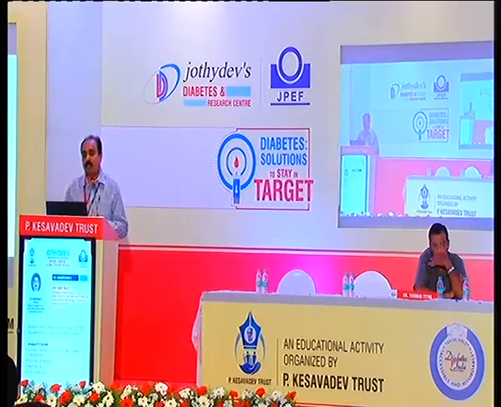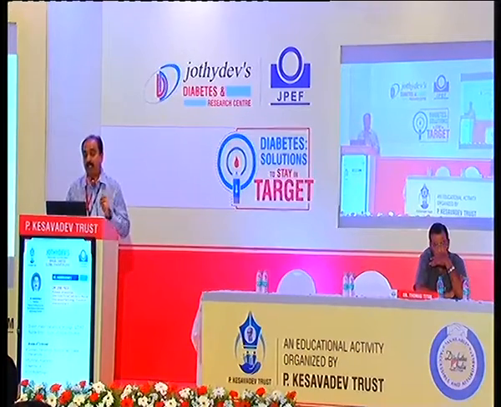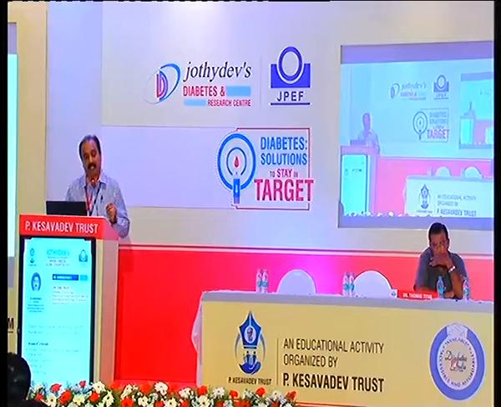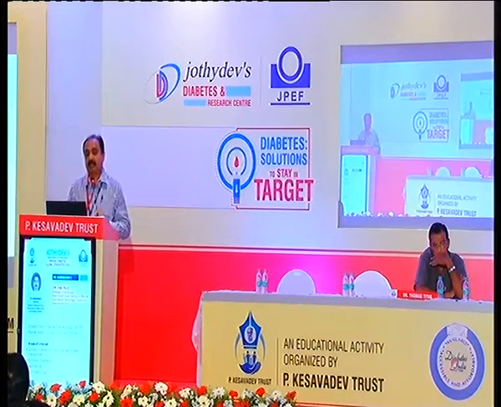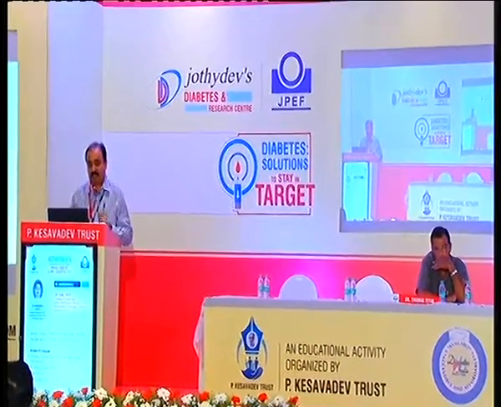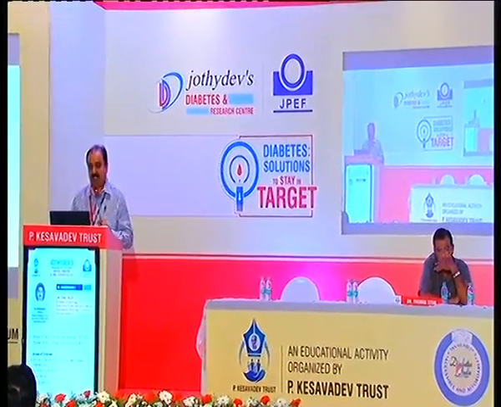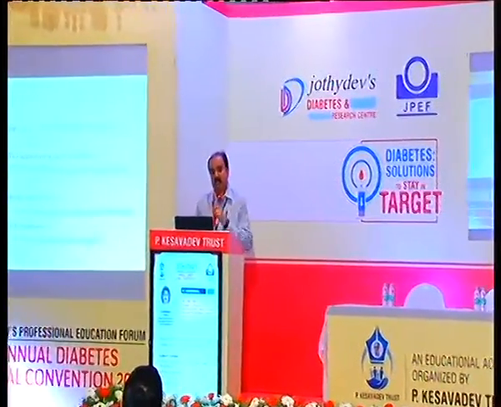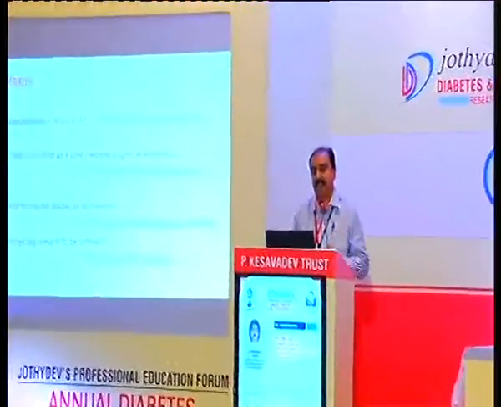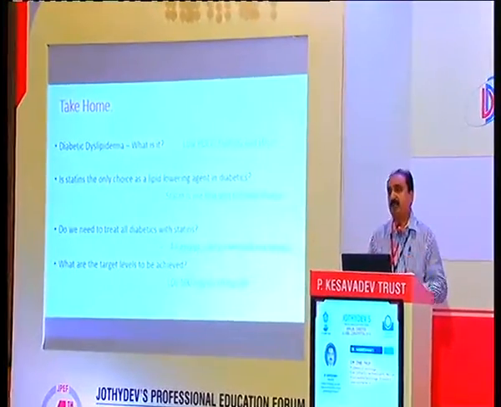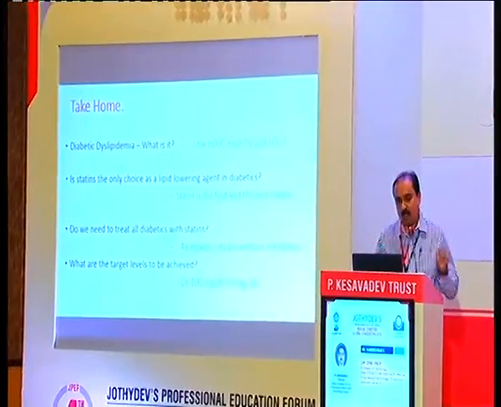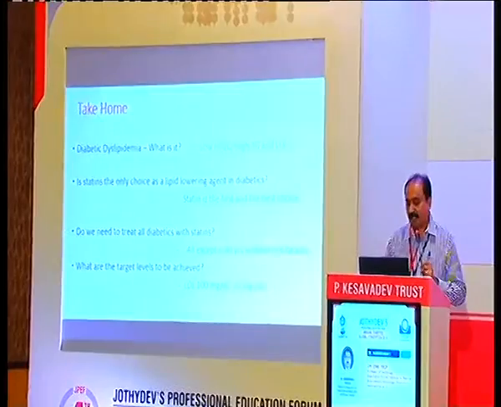So to conclude, take home messages: diabetic dyslipidemia, what is it? It is low HDL cholesterol, high triglyceride, and normal or low LDL, with high LDL particle number, the small dense LDL. Are statins the only choice? Statins are the first and the best choice. Do we need to treat all diabetics with statins? Yes. All patients, except those less than 40 without risk factors, need to be started on statins. What are the target levels? 100 milligrams. If you have CVD or multiple risk factors, it is 70 milligrams.